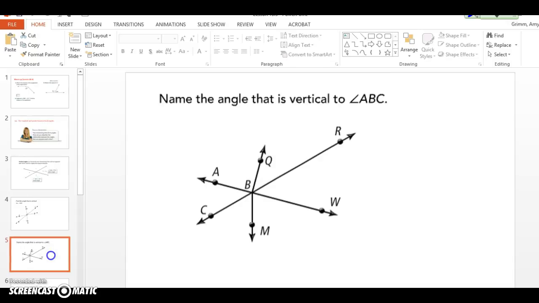All right, what about this one? Name the angle that is vertical to ABC. Here's A, B, C. What is that one, Jenna? RBW. RBW. Very good. This one is vertical to that one.